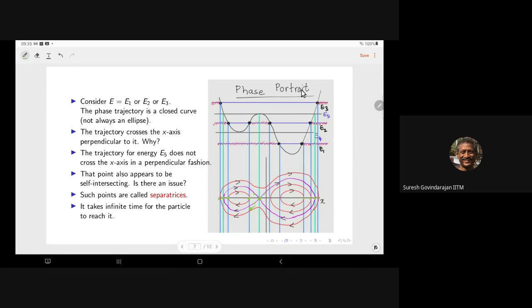extrema, dV by dx being 0, and that is exactly 3 points for this one. And then you look at the second derivative at these points, which is the curvature. So if it curves upward like this, these two are stable, and if it's this, it's unstable. So the unstable point leads to the separatrix kind of behavior.